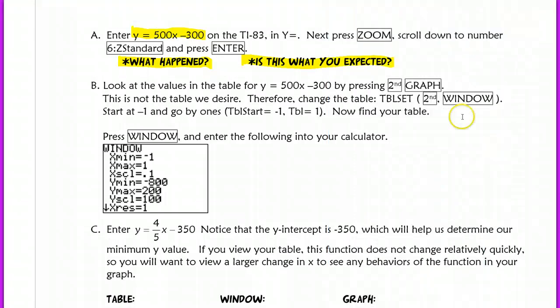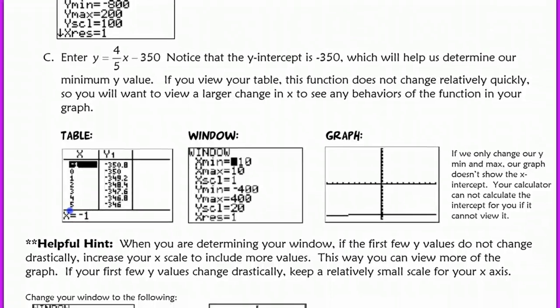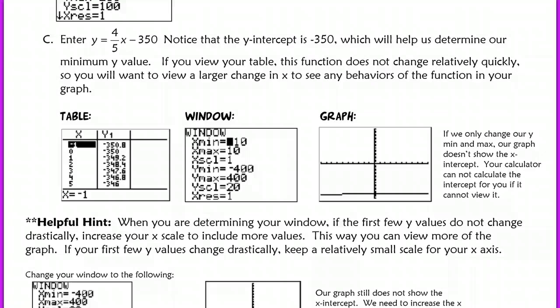Alright, so let's go back to our notes here, and now we're entering a new function, y equals 4/5 x minus 350. There's a couple things that I want to do when I look at this. I say, okay, the y-intercept here is -350. So that's going to help us determine what our minimum y value should be. I want to see more than just the y-intercept of the graph. I also want to see the x-intercept of the graph.